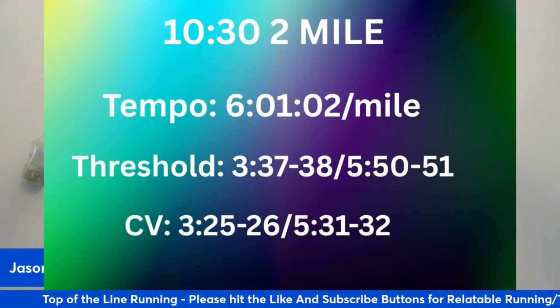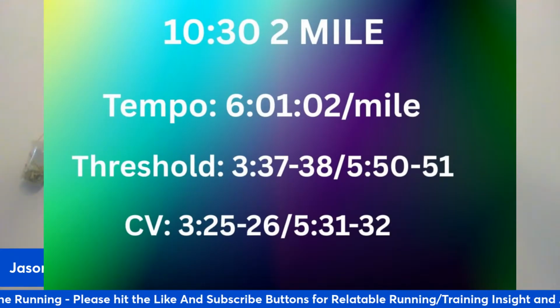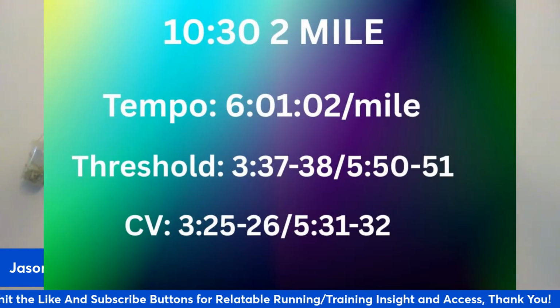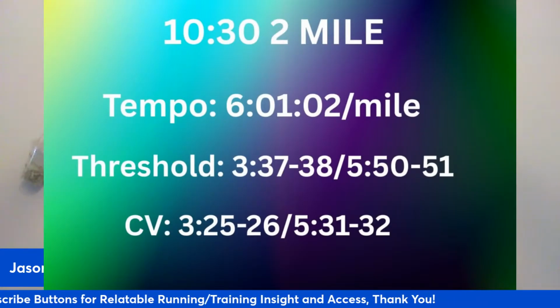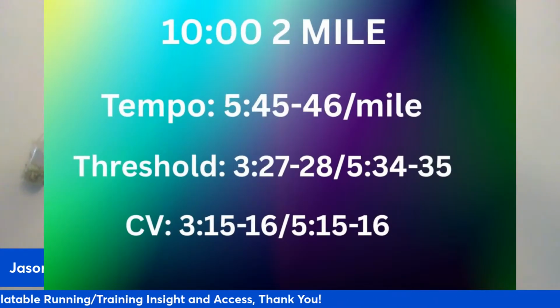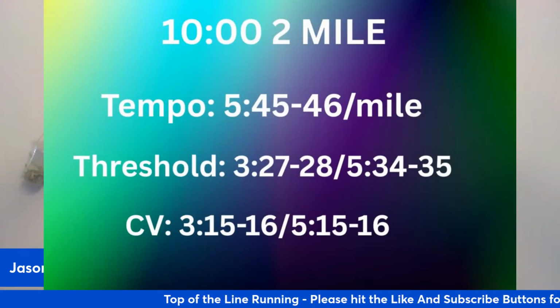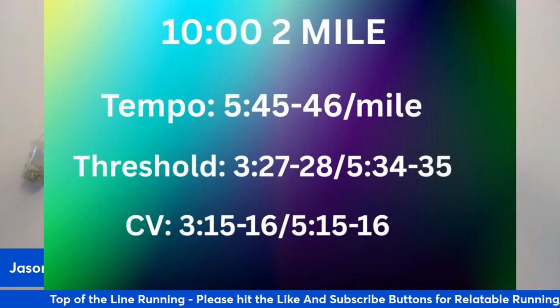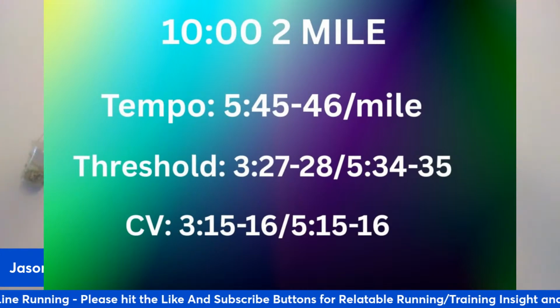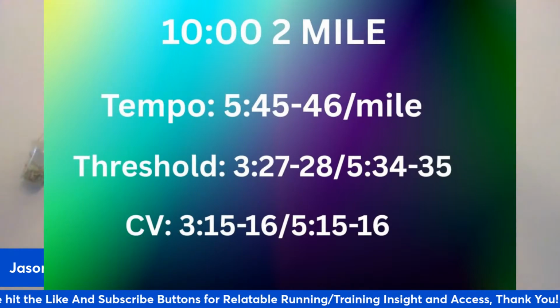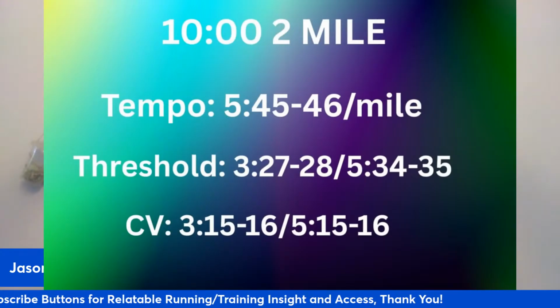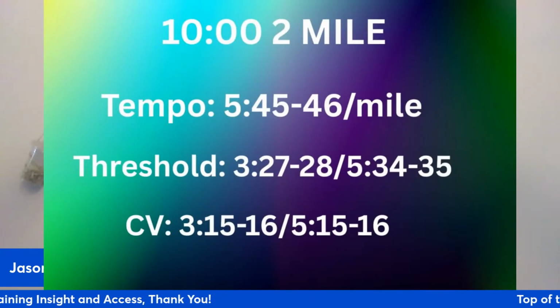Okay, and again, the same volume that you do in threshold, you can do at critical velocity. Just different rest periods associated with each one. Okay, that's 10:30. Now let's go to 10 minutes. Tempo run, 5:45 to 5:46 per mile. Locking in there. Threshold reps, 3:27 to 3:28 per 1Ks, 5:34 to 5:35 per mile. The threshold pace, 1-minute recoveries. Critical velocity, 3:15 to 3:16 for 1Ks, 5:15 to 5:16 per 1 miles.